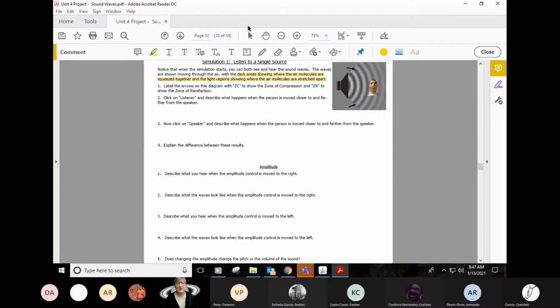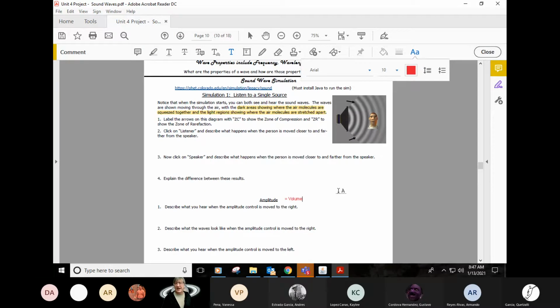Next, we talked about amplitude. And the big idea here is that amplitude is the same as volume. So if I increase the amplitude, these waves that we're visualizing became easier to see. They had more contrast. They were more intense. And we could hear that the sound was louder. But if I decreased the amplitude, it got quieter. The volume went down. And the difference between these waves, the dark and the light regions, was much less.